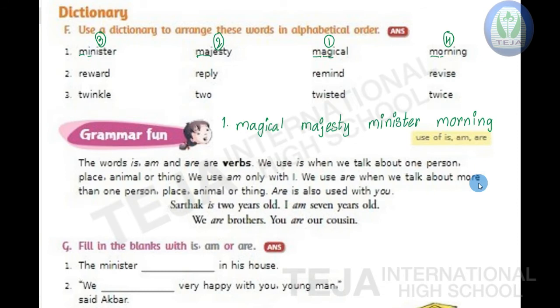Now we'll see the third alphabet in each word. Here the third alphabet is W, P, M, V. So here first we'll get M, then P, V, W. Okay. So here the first word is remind, second word reply, third word is revise, and fourth word is reward. Okay. Now let us write the words, children.